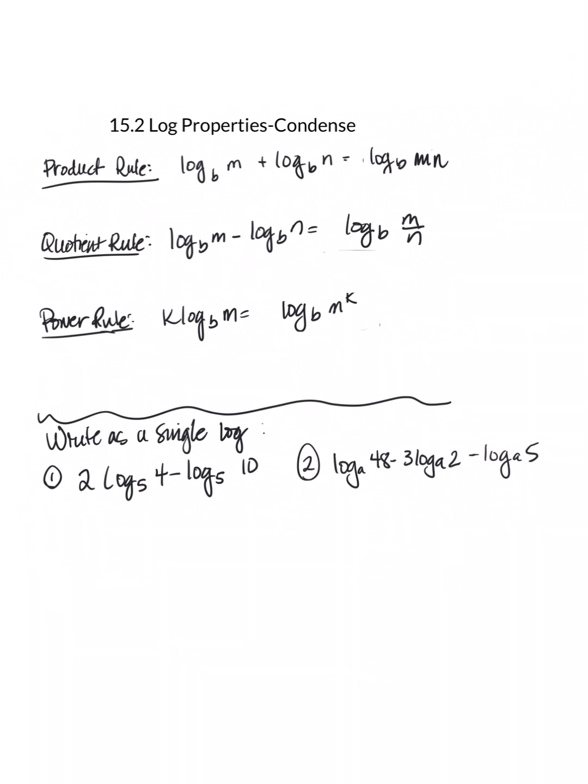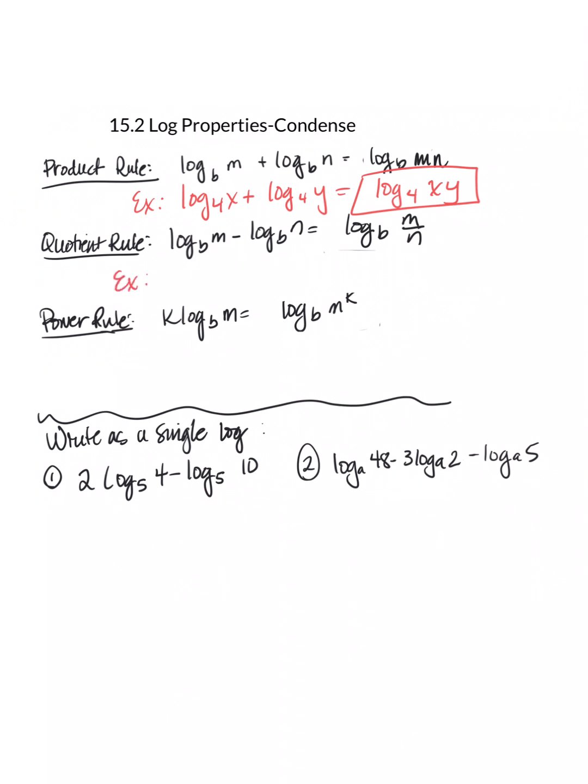So let's say they gave me a problem that looked like this. The log base 4 of x plus the log base 4 of y. Remember, the product rule says since they have the same base, I can write them as the same base, and I multiply the x and the y, and that would be my answer. Quotient rule, we subtract because it's dividing.